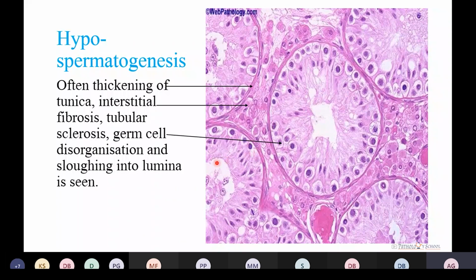What is thickening of the tunica syndrome? Not in this section.